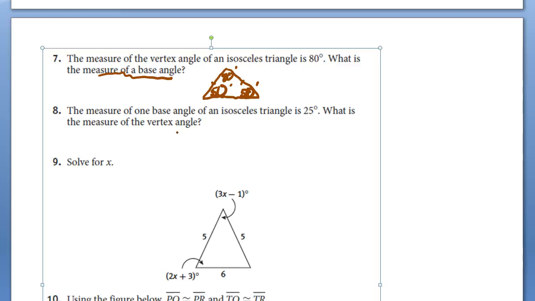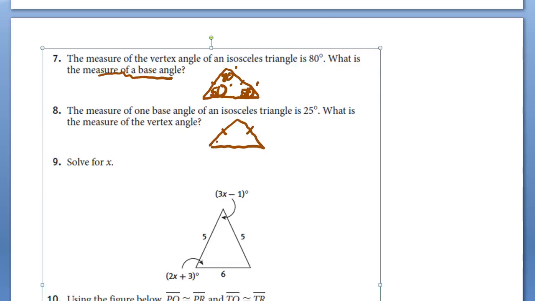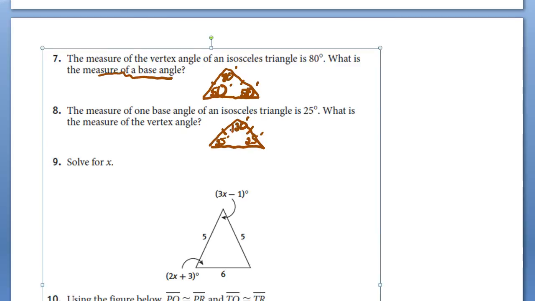Number 8. The measure of one base angle of an isosceles triangle is 25 degrees. What's the measure of the vertex angle? So again, a quick sketch. If we're told that the base angles are 25 degrees, can we find the missing vertex angle? 25 plus 25 is 50, so this one must be 130 degrees. Again, they all will add up to 180.